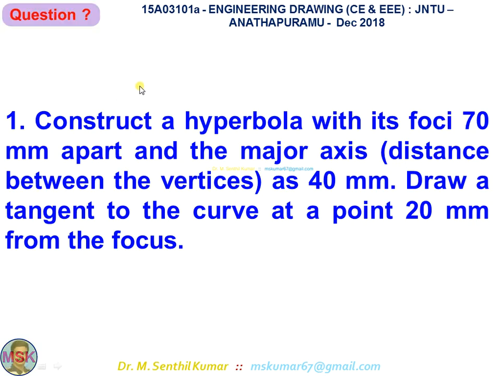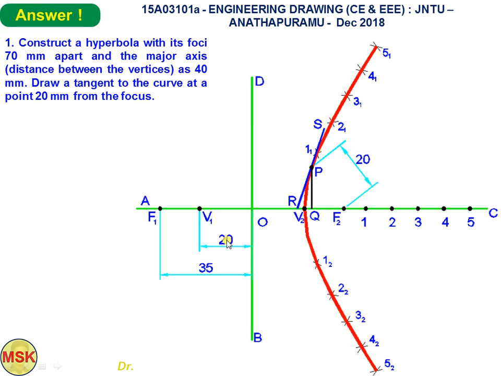The first question is, construct a hyperbola with its foci 70 mm apart and the major axis, that is the distance between the vertices, as 40 mm. Draw a tangent to the curve at a point 20 mm from the focus. So this is the question. For this, this is the answer.